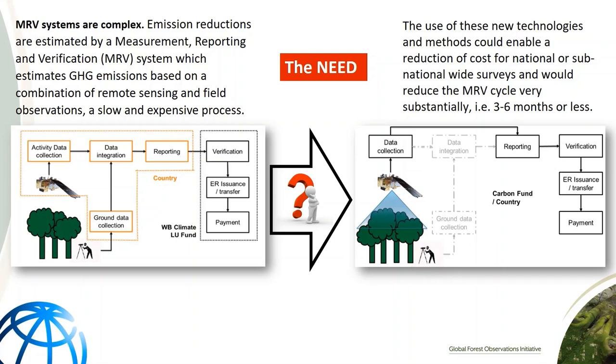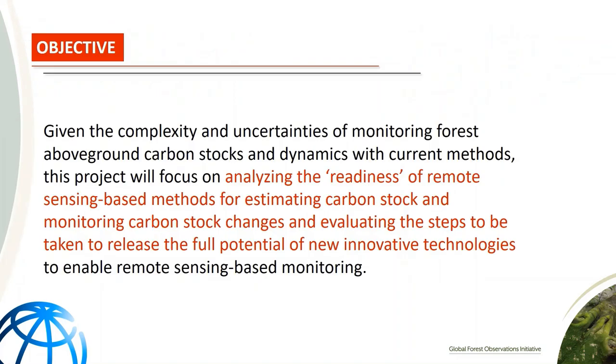As you know, traditionally, greenhouse gas emissions and removals are estimated by combining activity data and emission factors. Emission factor development is expensive, time-consuming, and necessitates a wide degree of expertise. Countries use these data to report results in a monitoring report that is subject to independent verification, which will serve as a basis for issuing credits and making the payments by the World Bank Climate Funds. But the use of these new technologies and methods could enable a reduction of cost for national and subnational wide surveys and would reduce the MRV cycle substantially, something like 3 to 6 months or less.